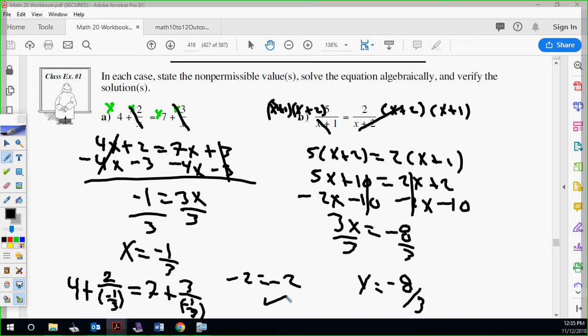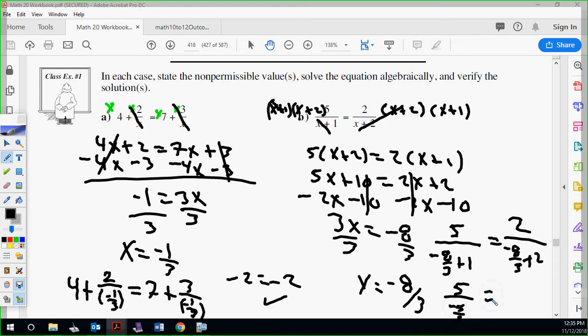On the right side, negative 8/3. 5 over negative 8 over 3 plus 1 equals 2 over negative 8 over 3 plus 2. So then that's going to be 5 over negative 5/3, and that's going to be 2 over negative 2/3.